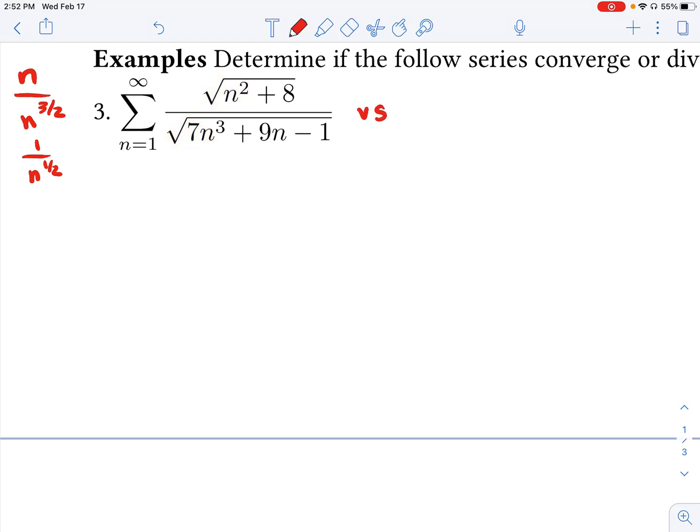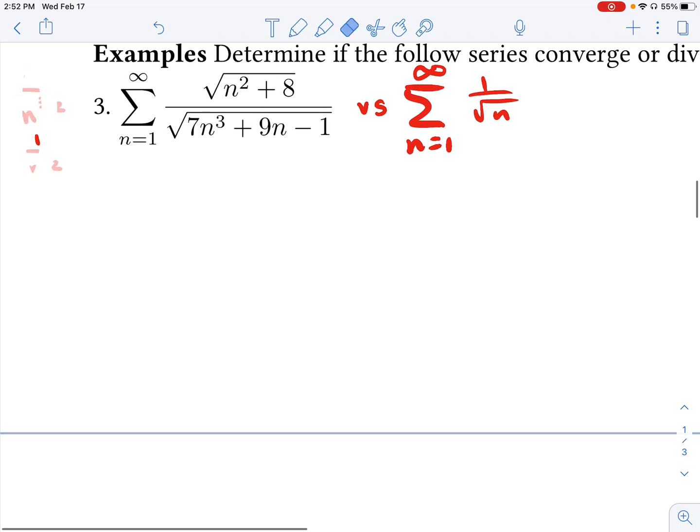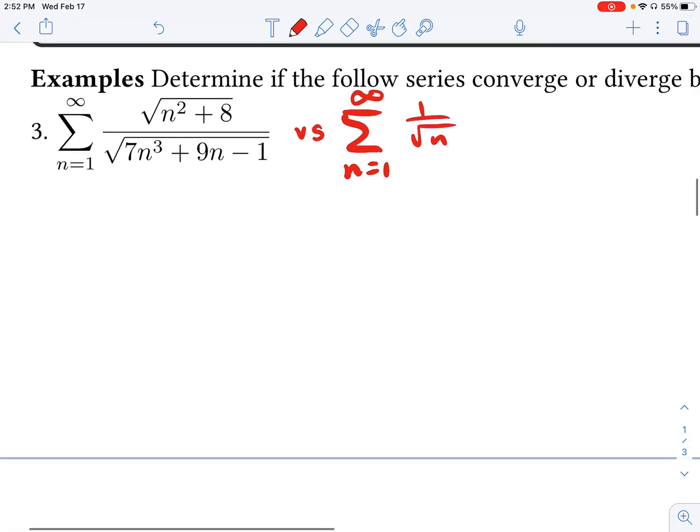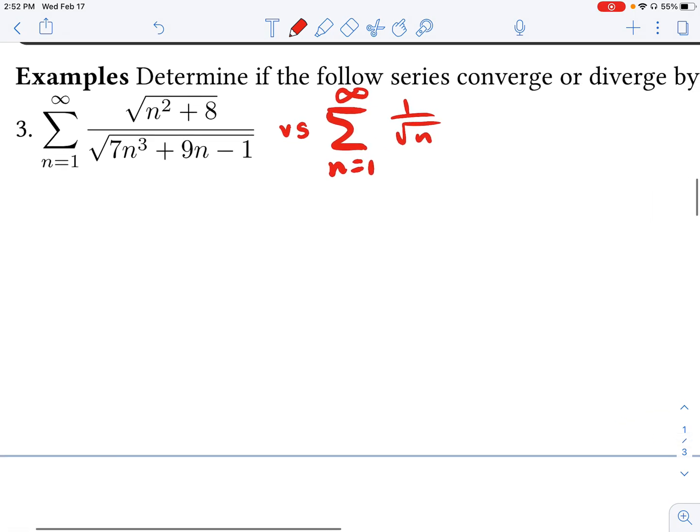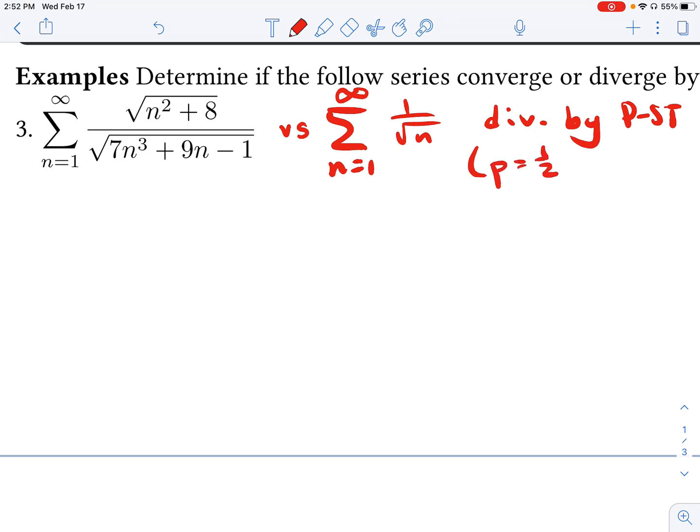I'm going to say versus, or my helper series, n is equal to 1. I'm going to write this as 1 over root n, right? Or 1 over n to the 1/2. It's up to you. Well, again, I don't know if this is necessarily larger or smaller, right? But I do know that this series does indeed do what? It diverges by the p-series test. How do I know that? Well, because my p-value is equal to 1/2, which is less than 1. Therefore, this series does diverge by the p-series test.